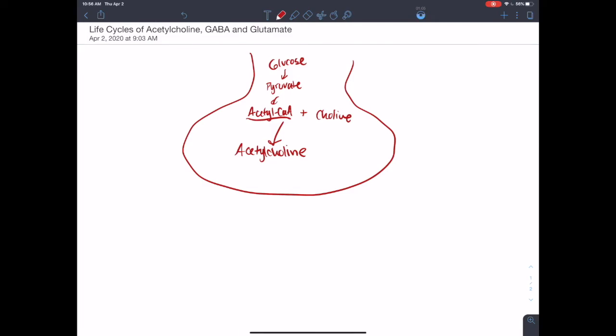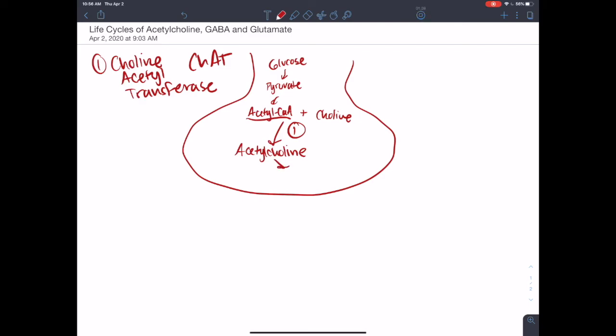The enzyme responsible for this, we'll call this first enzyme, is going to be choline acetyltransferase. A lot of times you'll see this written as ChAT. Weird mnemonic I used to use is that your enzyme has a chat with acetyl and choline and convinces them to become acetylcholine. I don't know if that helps you. If not, just ignore me.